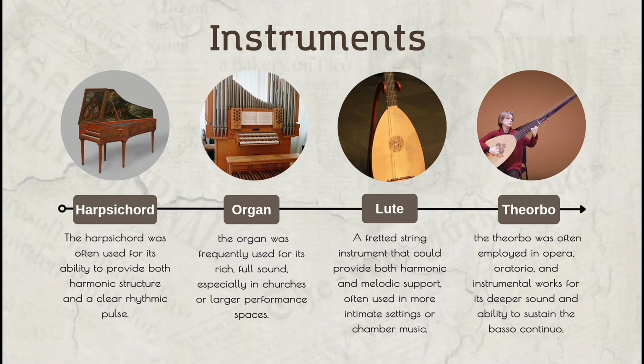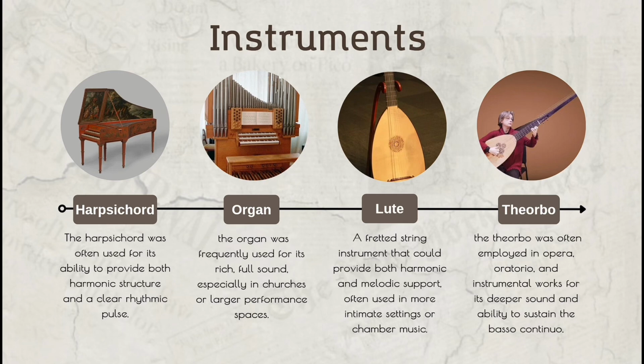The next one is organ. Like the harpsichord, the organ was frequently used for its rich, full sound, especially in churches or larger performance spaces. The next one is lute, a fretted string instrument that could provide both harmonic and melodic support, often used in more intimate settings or chamber music.